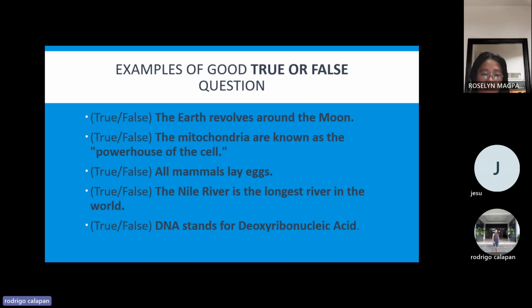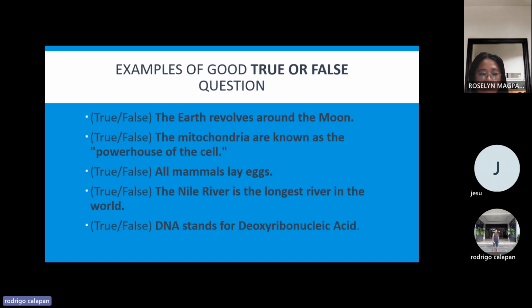Another statement, all mammals lay eggs. True or false? False. This question assesses students' understanding of mammalian reproduction. The statement is definitely false, as mammals are characterized by giving birth to live young and not laying eggs. And it challenges students' knowledge of animal classification and reproductive strategies.